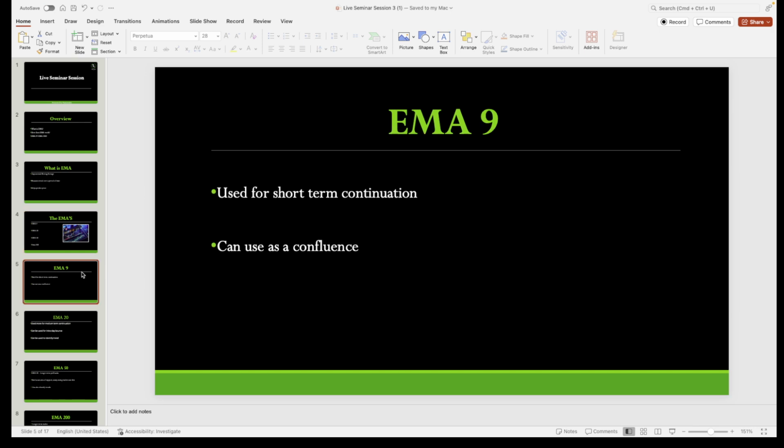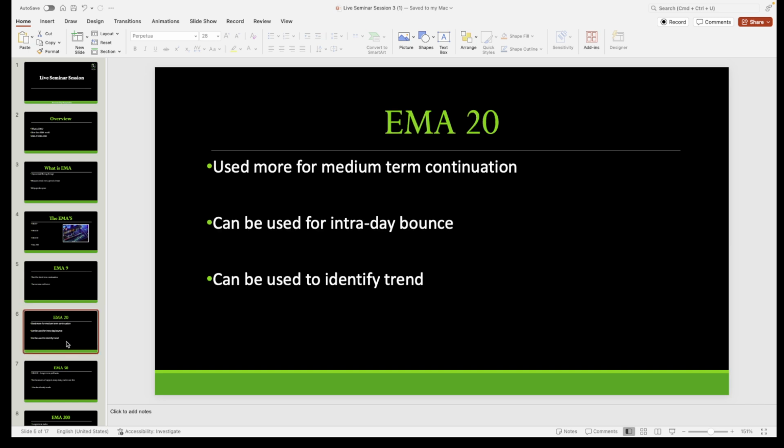Now, using the EMA9. EMA9 is used more for short-term continuation. Again, me as a day trader, if I was to use something and base my trading off something, it would be the EMA9. I'd use this on the 5-minute time frame, even the 30-minute possibly. But you can use this to your advantage. You can use it as a confluence to see if a trade's bullish, or you can use it as an EMA crossover, which could give you more bullish bias when trading.